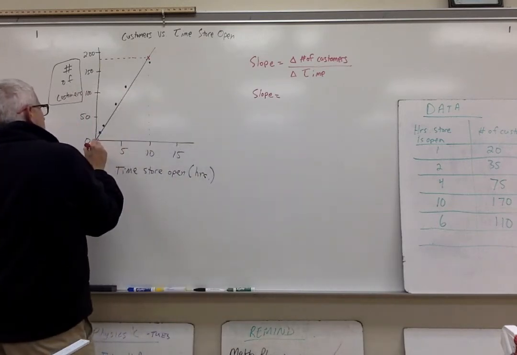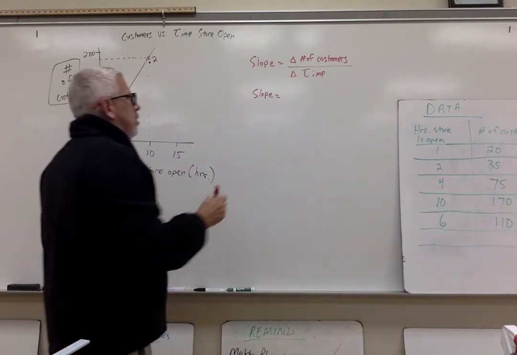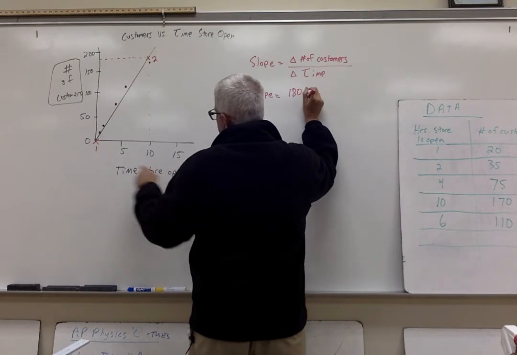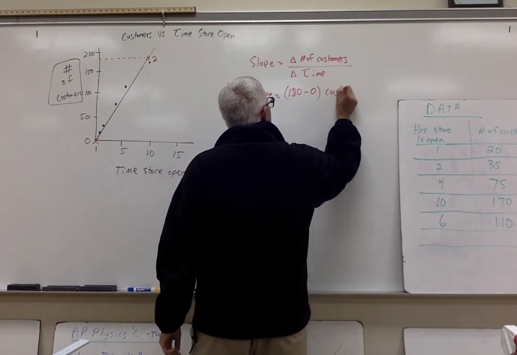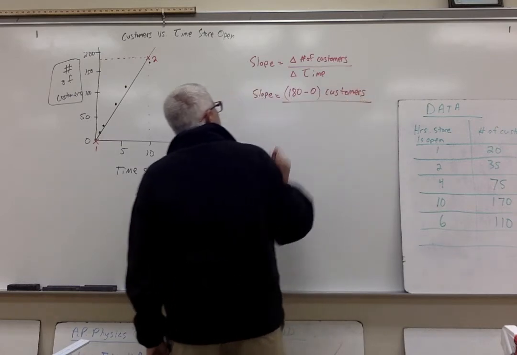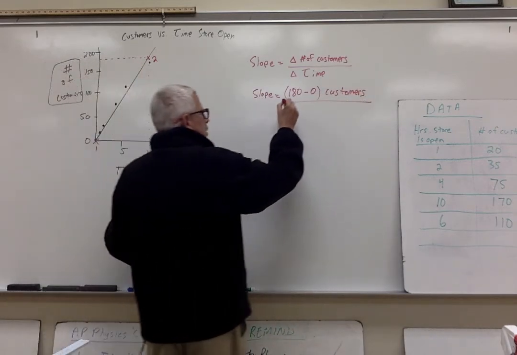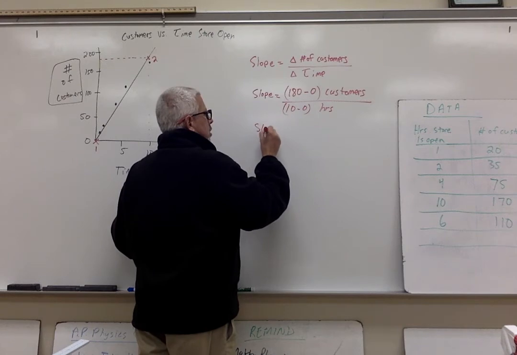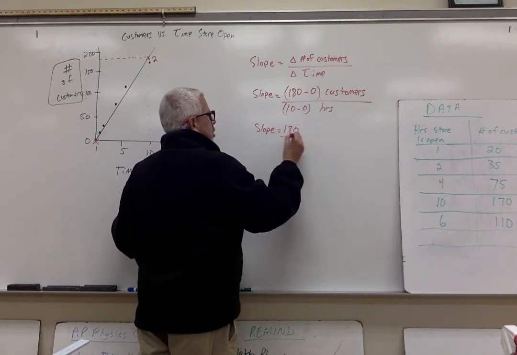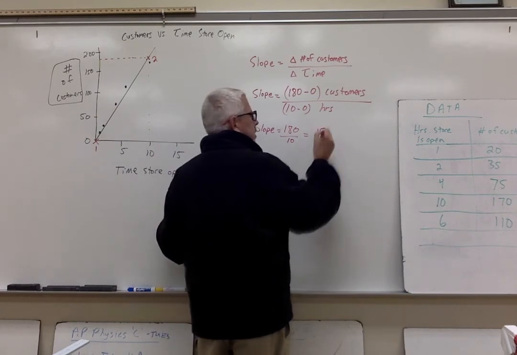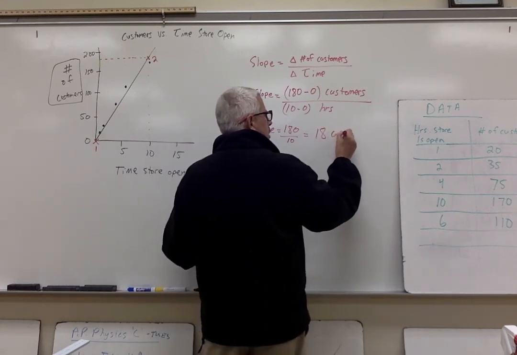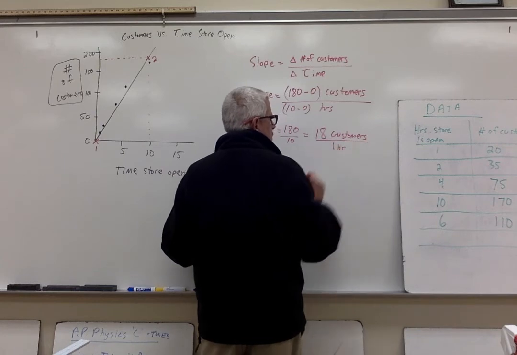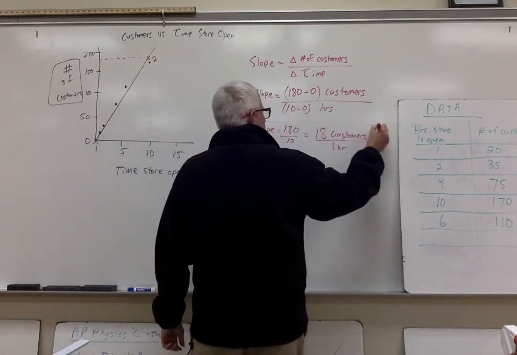In this case, for the slope, I'm going to call this point 1 and this point 2. So my point 2 number of customers is 180 minus 0, and the time is 10 minus 0 hours. So my slope is equal to 180 over 10, and that's 18, and the units for this would be customers per hour. Customers for every 1 hour of time that the store is open. So that's the slope of that graph.